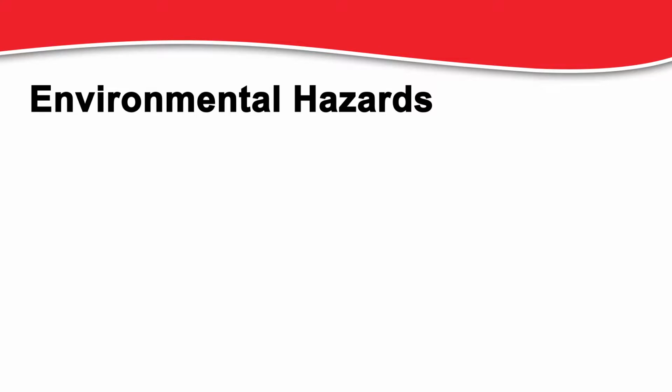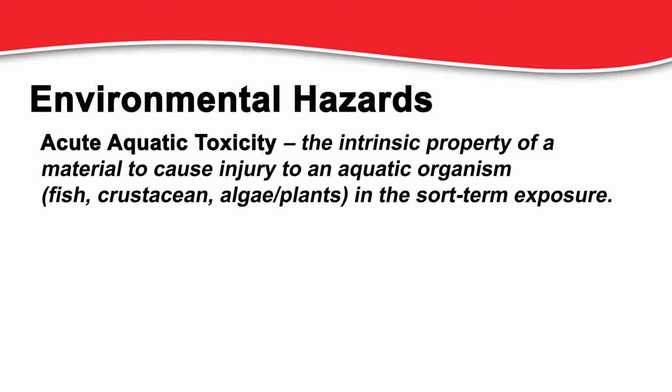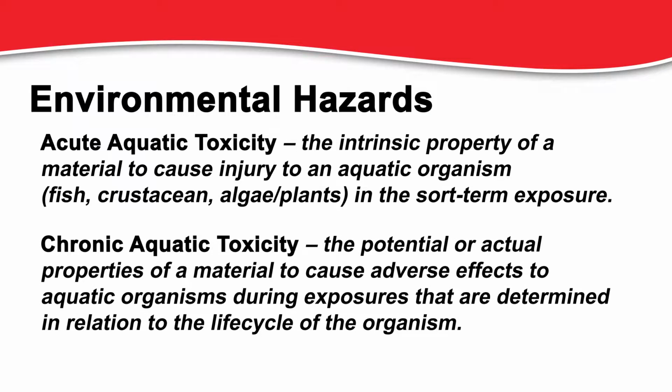Environmental hazards. Acute aquatic toxicity: the intrinsic property of a material to cause injury to an aquatic organism, fish, crustacean, algae, plants, in short-term exposure. Chronic aquatic toxicity: the potential or actual properties of a material to cause adverse effects to aquatic organisms during exposures that are determined in relation to the life cycle of the organism.